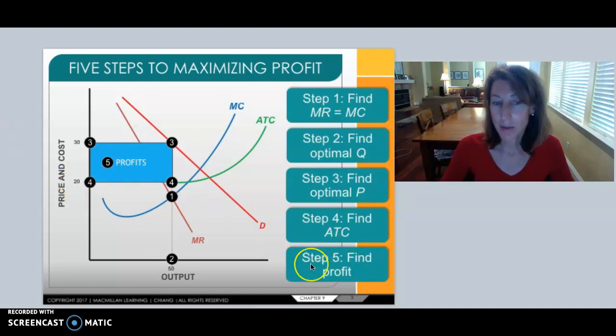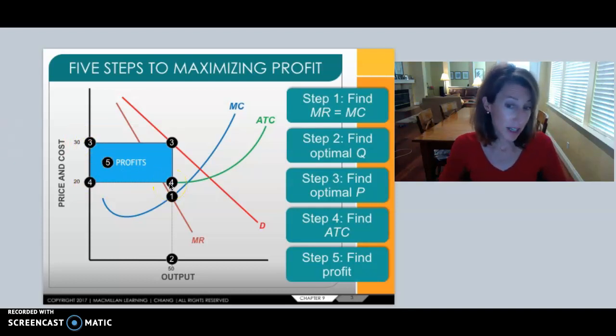And then calculate the profit. That's step 5. So step 5 is telling us we want to know the area of this box. And this box is going to be the height, so that's price minus average total cost, 30 minus 20, times the length, which is the quantity, which is 50. So what is that? 10 times 50 should be 500. Check me on that.